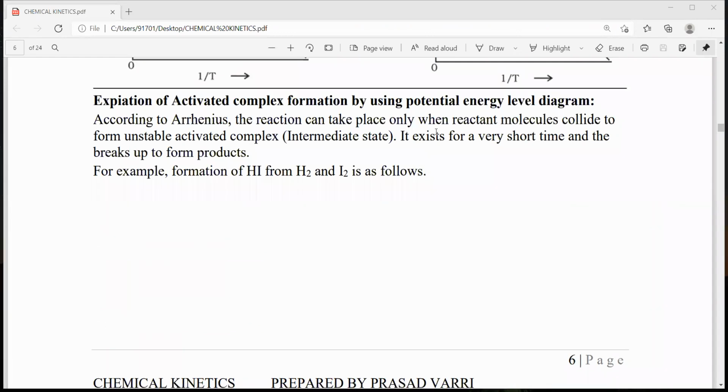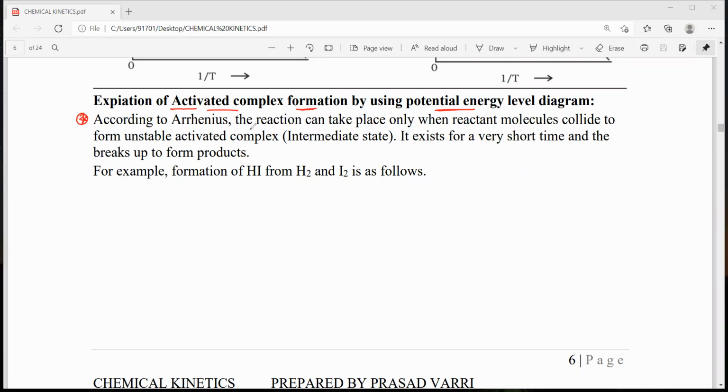The next important topic is that we have to explain activated complex formation by using a potential energy level diagram. So we have to draw the reaction coordinate with respect to potential energy level diagrams, and in that, explain how the activated complex is forming, and how the reactants are converted into products. So it's very clear, dear students.